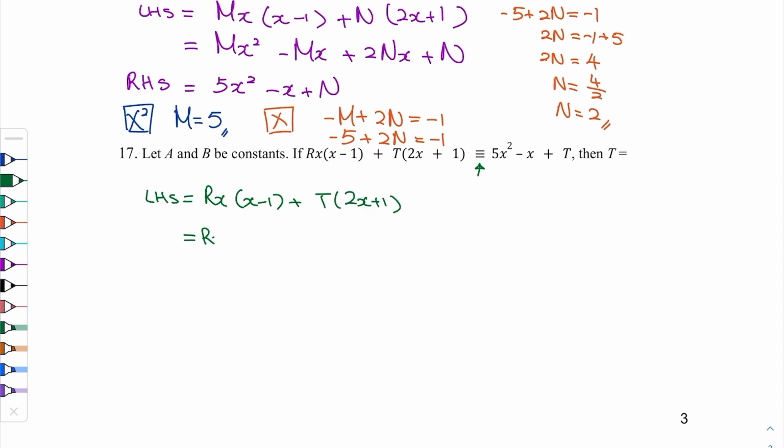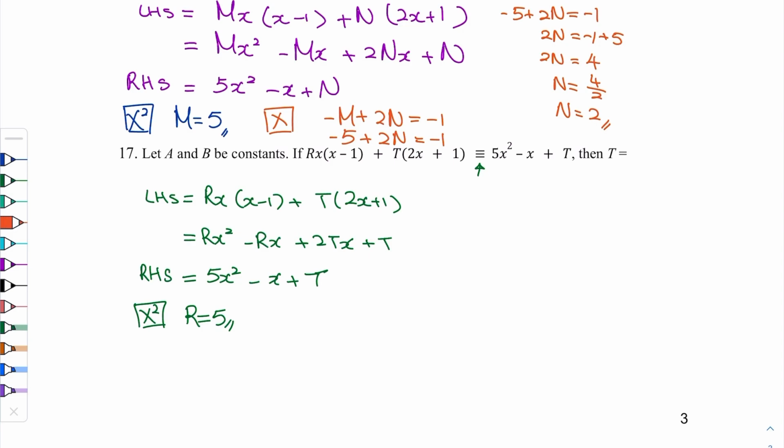So open the brackets. How about right hand side? I know these are exactly the same thing, just the unknowns are different. It's just for your own practice, right? And then we compare the x squares first. X squared on the left hand side is r, on the right hand side it's 5. So you got the answers. And then we compare the x. On the left hand side we have -r plus 2t. On the right hand side we have -1. And do you know any of these values? Yes, you do.